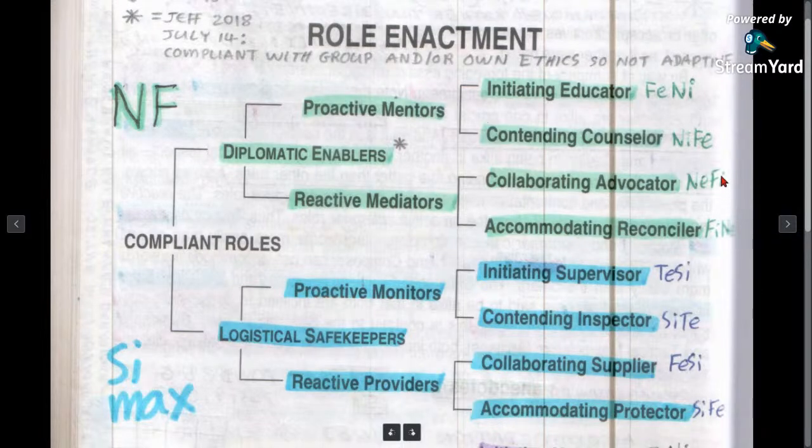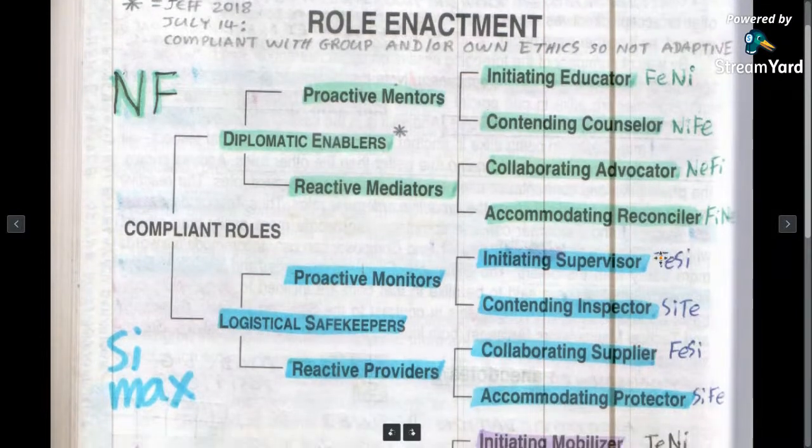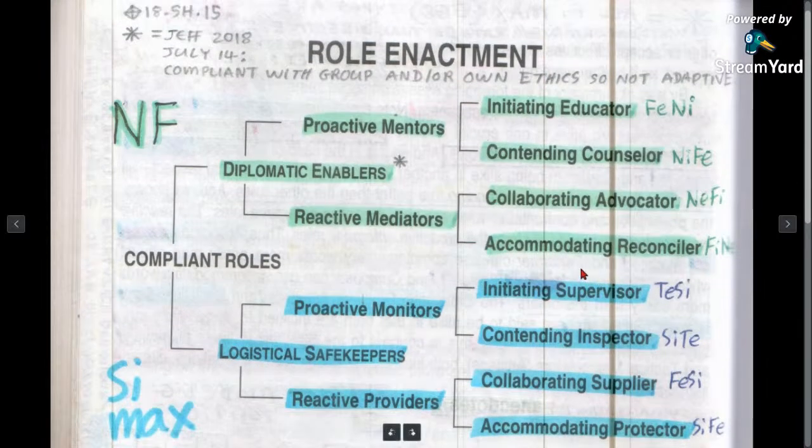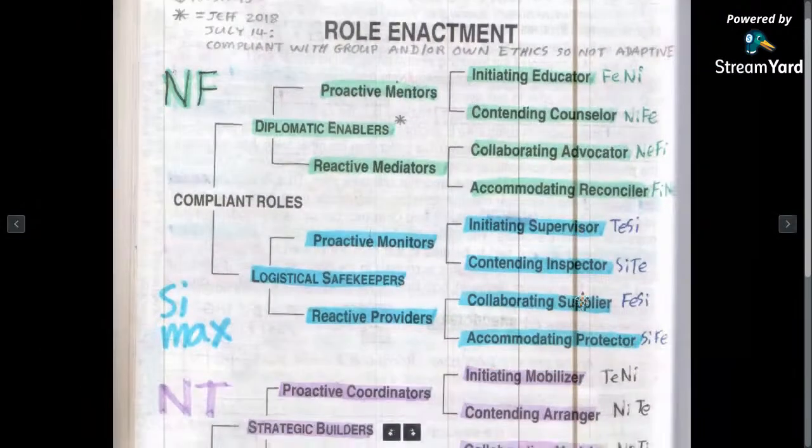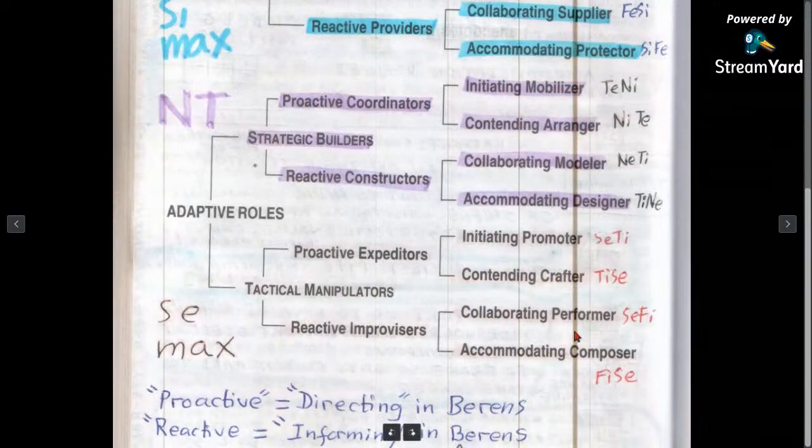Advocator. They do need a bit of FE, to advance the cause, champion the cause, be expressive when they're doing their SJW stuff. Advocating social causes, that's in an extreme. I won't say what kind of extreme that is, depending on the point of view. Oh yeah, that's from Jeff. Compliant with group and or own ethics, so not adaptive. Right, and then done those.